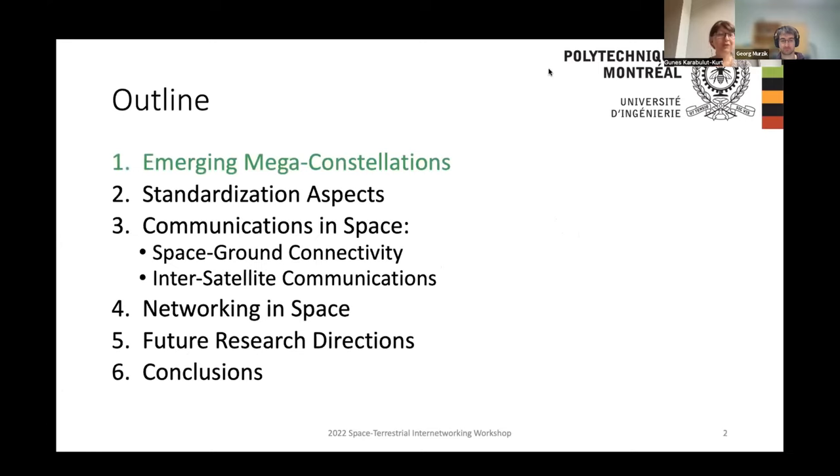I would like to first start with an overview of the mega constellations, the perspective, and ambitious plans of building these constellations. Then I'll talk about the standardization aspects. Later, I will try to elaborate some key aspects from the communications perspective, looking at the space-to-ground connectivity and inter-satellite communications links. And then very briefly, I'll talk about networking in space. I'll try to provide an overview of the future research directions, and finally conclude my talk.